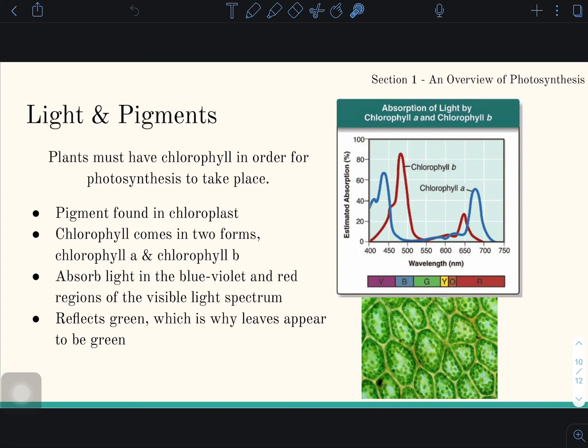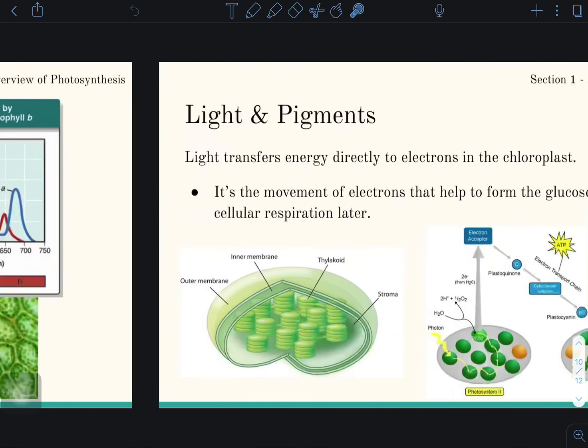So why are leaves green? They're not green because they absorb green. They're green because they reflect the green light. So come fall, what we start to see are these colors that had been absorbed, but leaves are green because they reflect green light. They do not absorb it.